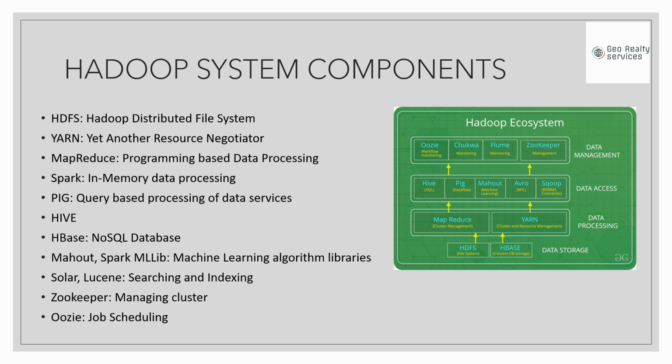interactive or iterative real-time processing, graph conversion, and visualization. It consumes in-memory resources, hence it is faster than the prior in terms of optimization. Spark is best suited for real-time data, whereas Hadoop is best suited for structured data or batch processing. Hence, both are used in most of the companies interchangeably.